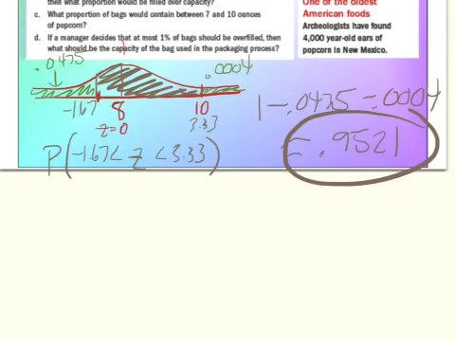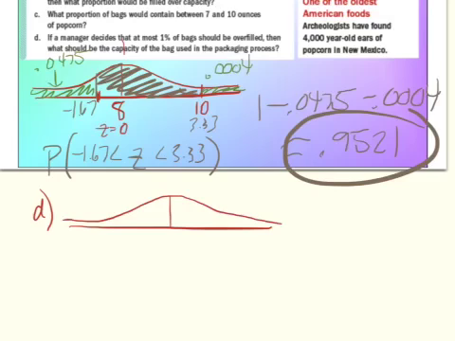Now, part D is an interesting question. It actually kind of spins it a bit. Let's read it. If a manager decides that at most 1% of the bags should be overfilled, then what should be the capacity of the bag used in the packaging process? So it's kind of a tricky question at first, but let me just draw a picture. 1% of the bags can be overfilled, which means we're talking a little tail up in here.